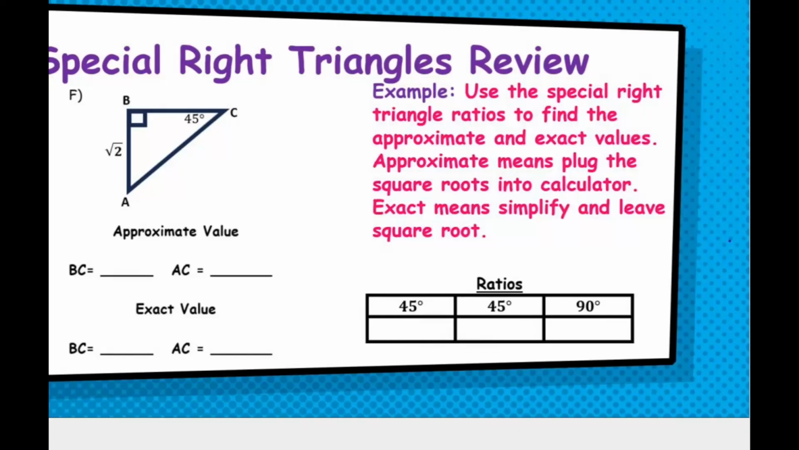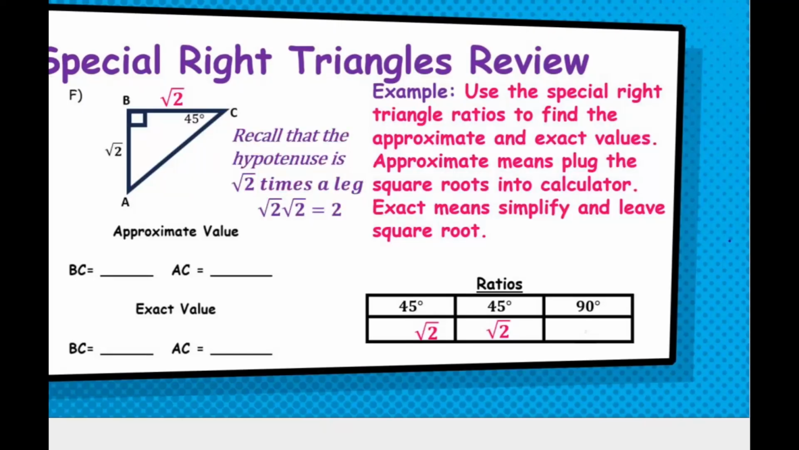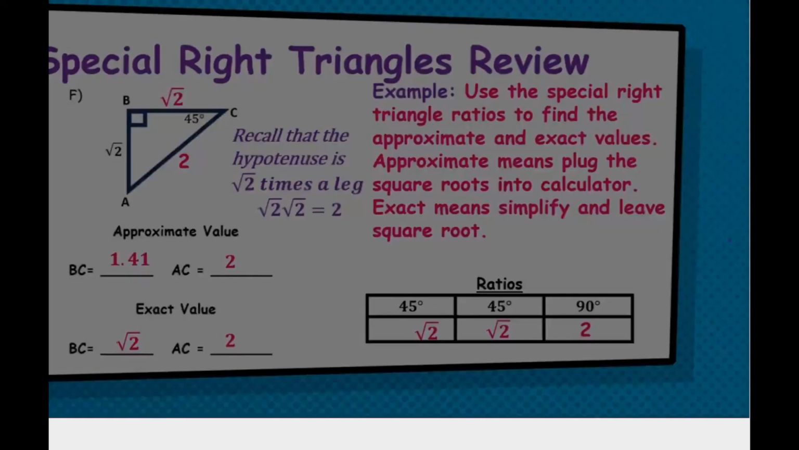Okay, here we're given the side opposite of the 45, so the other 45 is also square roots of 2, and the square root of 2 times the square root of 2 for my ratio for my 90 degrees is just 2. And so when I plug this all in, the approximate value of square roots of 2 is approximately 1.41. The exact value we would leave is the square root of 2.